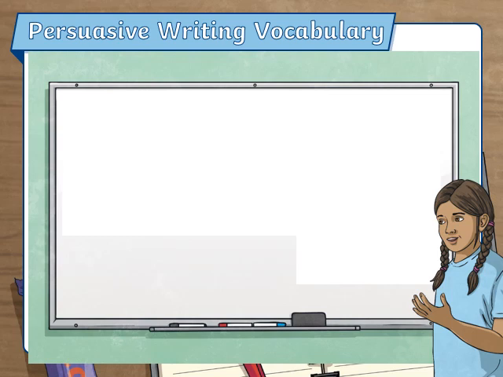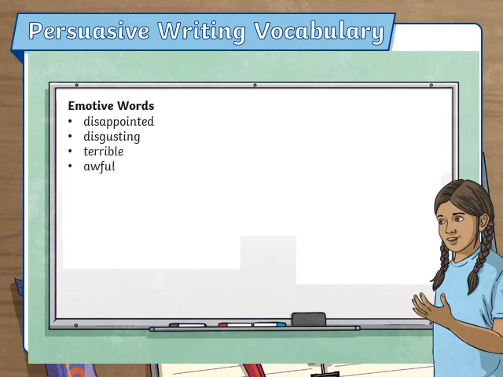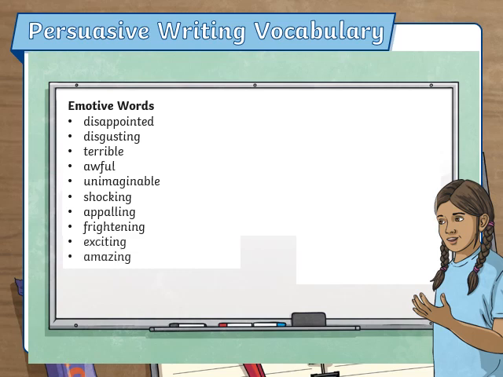What next? Emotive words. Emotive words are used to engage the reader, to convince the reader, and maybe to address the feelings of the reader. You want to make the reader feel a certain way about your writing, like disappointed, disgusted, terrible, awful, unimaginable.